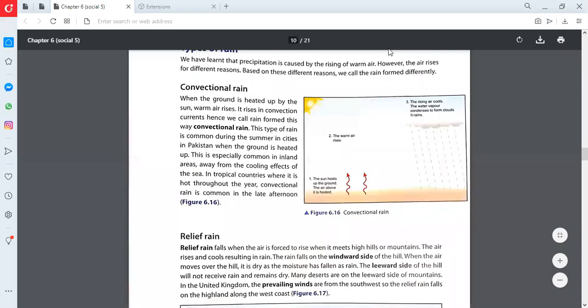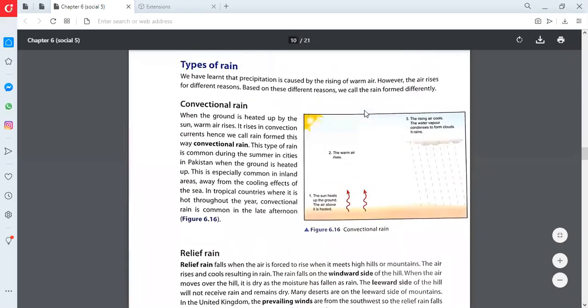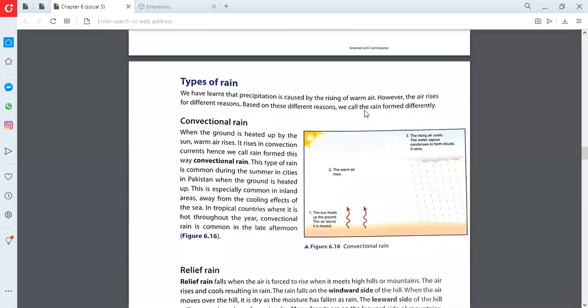So in the last class, we were discussing chapter 6, weather and cloud. In that, we were discussing the types of clouds. And in this topic, we left off at the topic of types of rain. We learned only two lines, and now we will see the types of rain in today's class.